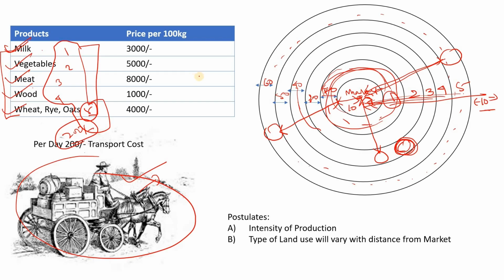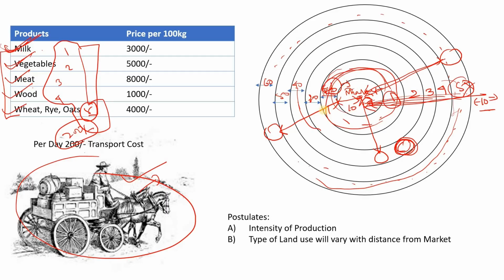Milk is a perishable product. So suppose you are going to do dairy farming in ring 5, and you will have to travel to the market for 5 days. Your milk will get spoiled on the route. So it is not advised for persons in ring 5 to produce milk or do dairy farming. And vegetables are also perishable products. So all the perishable products should be in ring 1 itself, so that within a day you will reach the market.